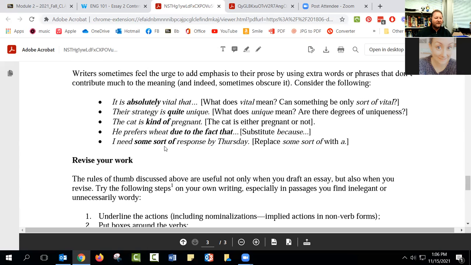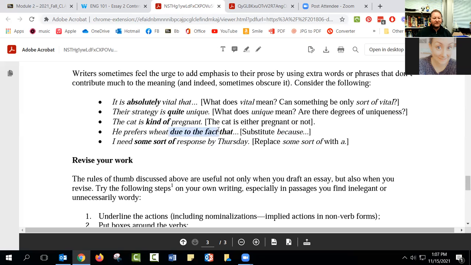He prefers wheat due to the fact that he is not gluten-free, or whatever it is, right? Due to the fact that, or due to the fact of, kind of strike this phrase from your vocabulary, because you can just use the word because, right? Due to the fact that sounds kind of pompous. It sounds all smarty and educational. It's really not, right? He prefers wheat because he's not allergic to gluten, or he prefers wheat because he hates rice, whatever it is. Due to the fact that is just overly wordy.